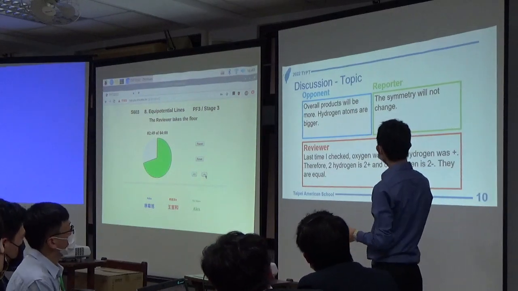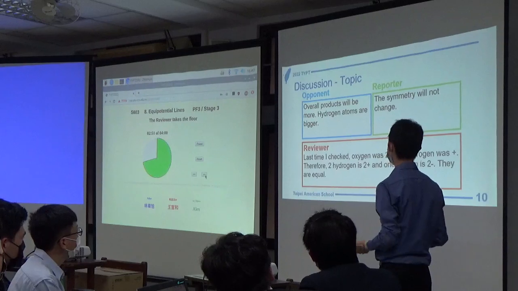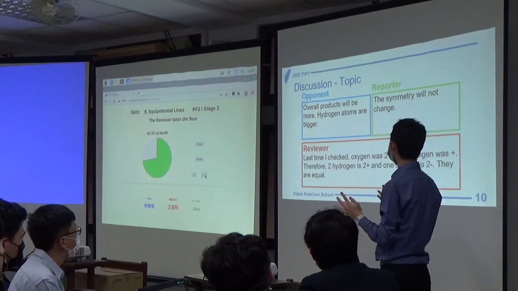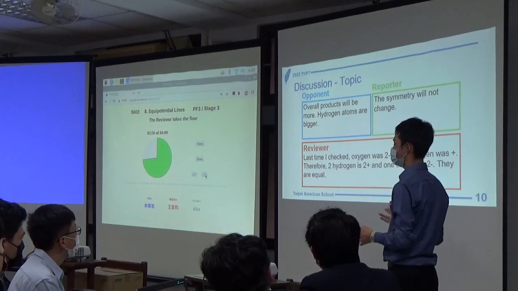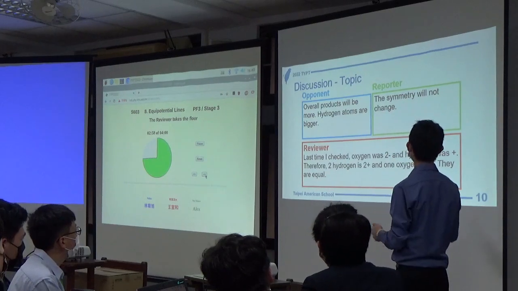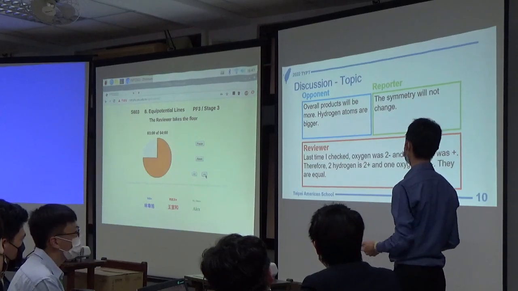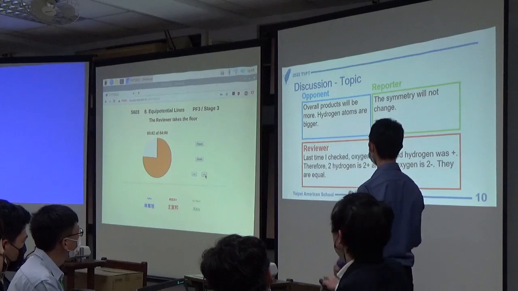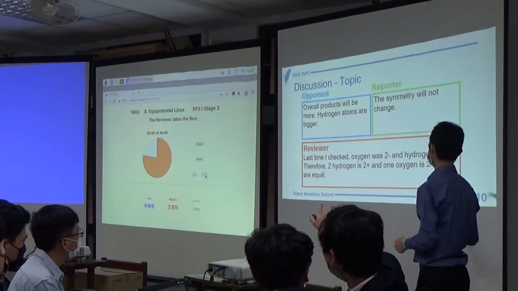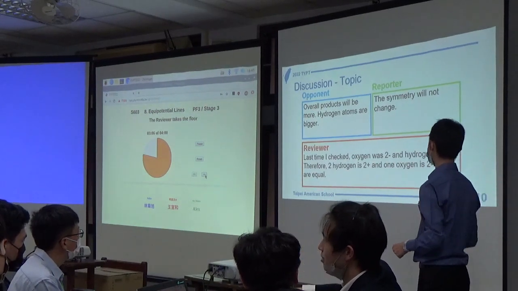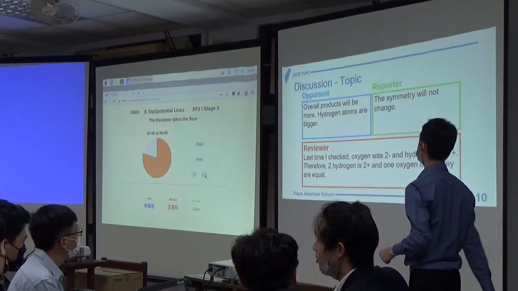So overall, I don't even get what this is about. The opponent said the overall products will be more. Hydrogen atoms are bigger. The reporter said the symmetry will not change, and he also correctly identified that hydrogen atoms are not bigger. Also, the last time I checked, oxygen was 2 minus and hydrogen was plus. Therefore, 2 hydrogen was 2 plus and 1 oxygen is 2 minus.